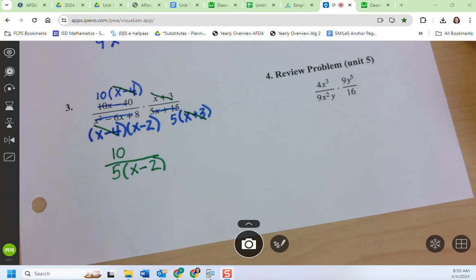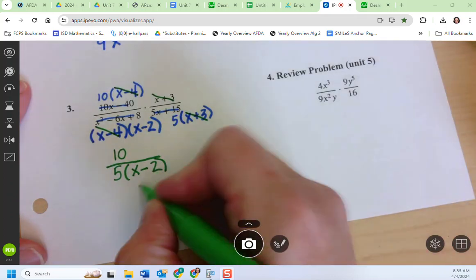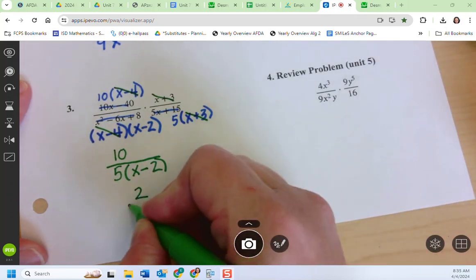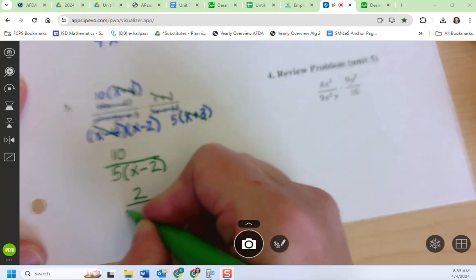Yeah, you can simplify. Okay, so 10 divided by 5 is 2. So it's 2 over 1, or 2, over all of this really, x minus 2.